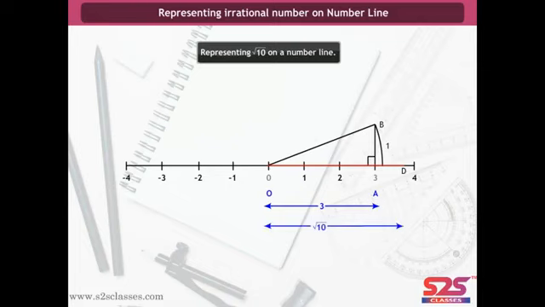Do you agree? Yes. Let us apply Pythagoras theorem in triangle OAB. OA equals 3 units and AB equals 1 unit. So the square of hypotenuse OB is equal to OA square plus AB square. That is 3 square plus 1 square equals 10. OB equals root 10 units and also OD is root 10 units. This method is faster and easier to construct an irrational number on the number line.